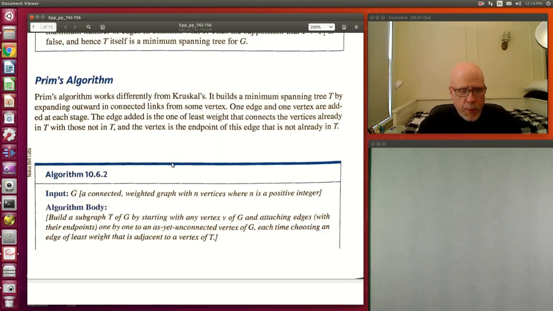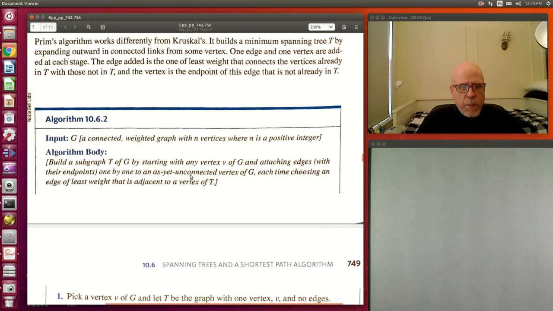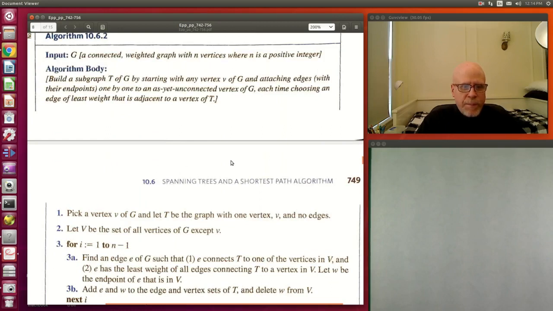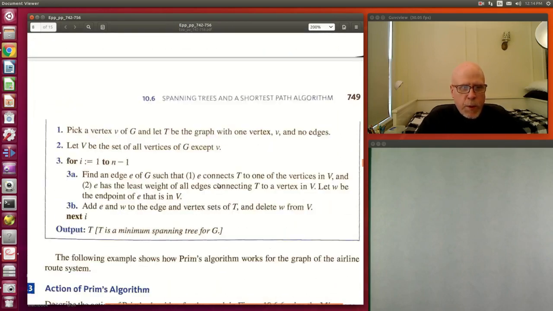It's the same input, and the algorithm body has this parenthetical remark in it. Build a subgraph T of G by starting with any vertex V of G and attaching edges with their endpoints, one by one, to an as yet unconnected vertex of G, each time choosing an edge of least weight that is adjacent to a vertex of T. That says it. Let's see how they make it programmatic or pseudocode it.